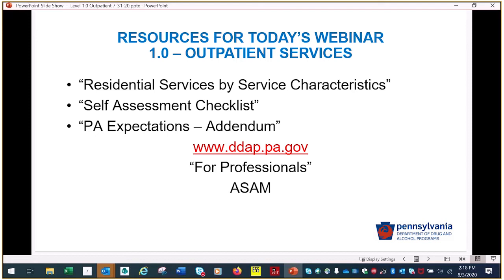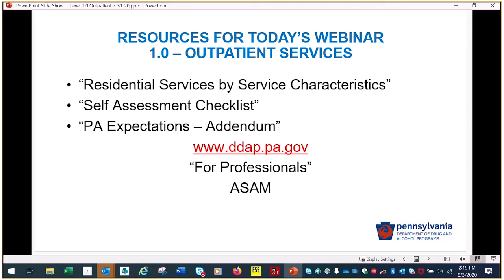Please note that this presentation only includes information specific to the Level 1.0 outpatient services. Additionally, DDAP and DHS are still working on finalizing details about co-occurring. Therefore, specific details about the delivery of co-occurring capable and co-occurring enhanced services will be addressed at a later time.